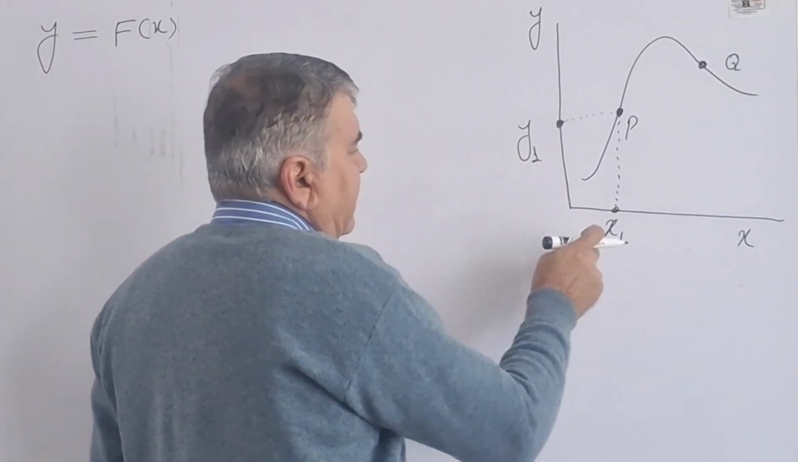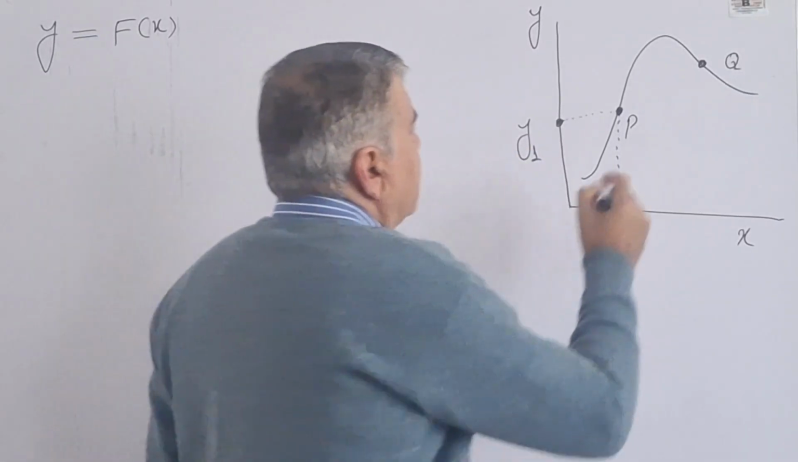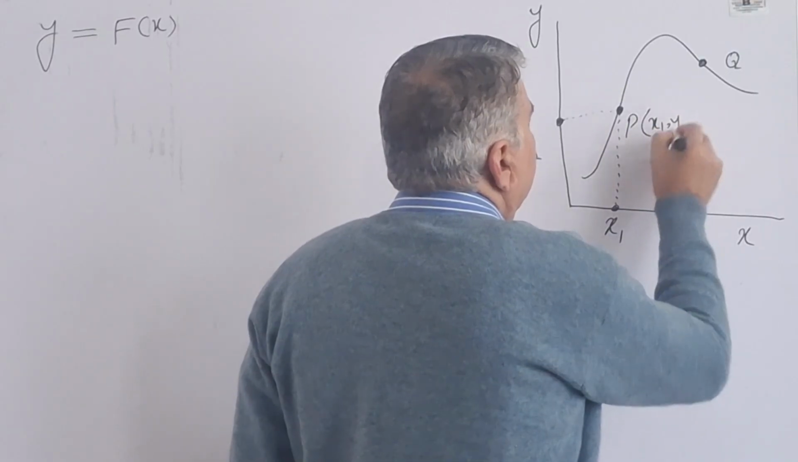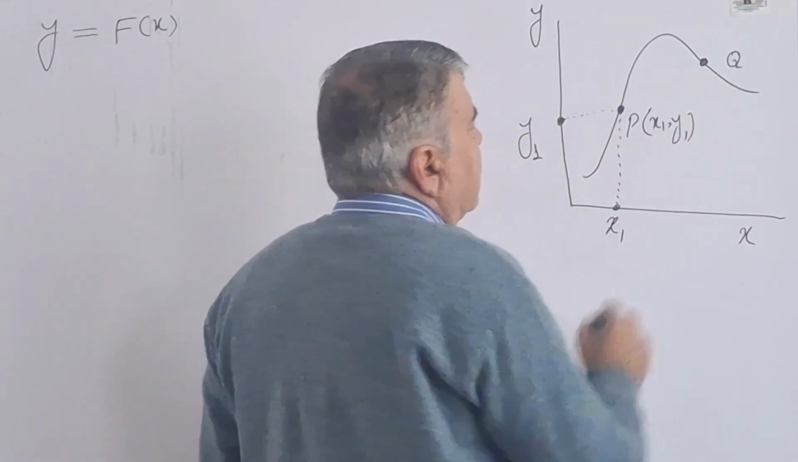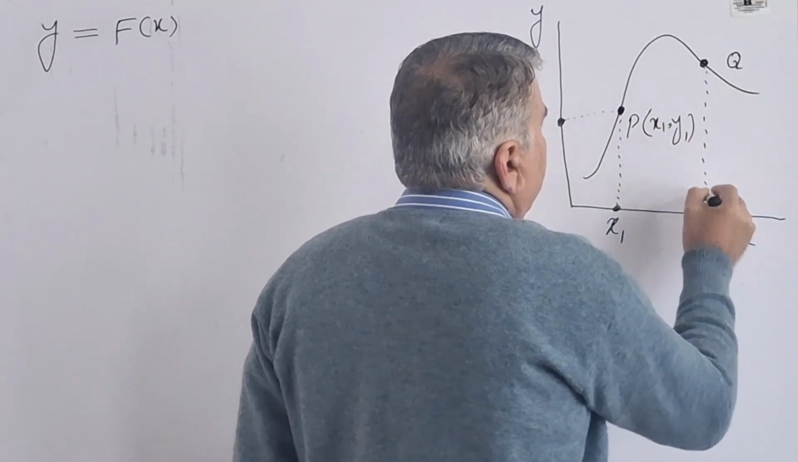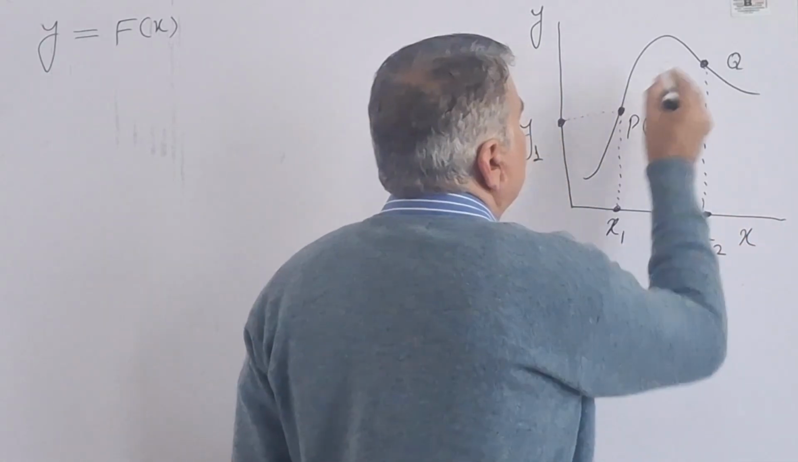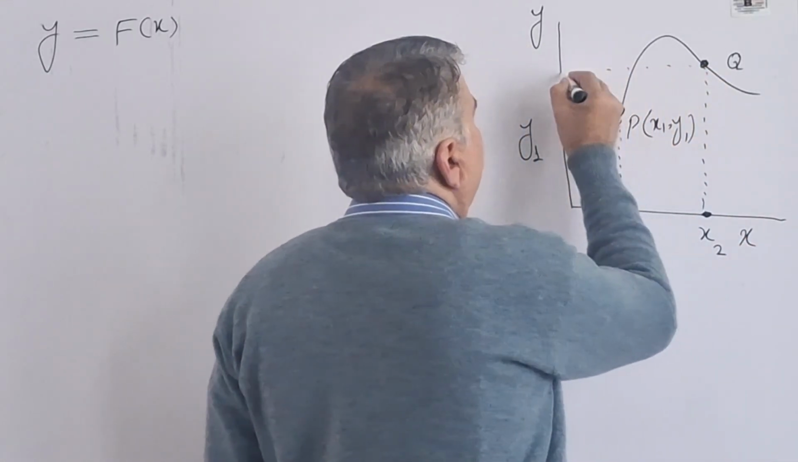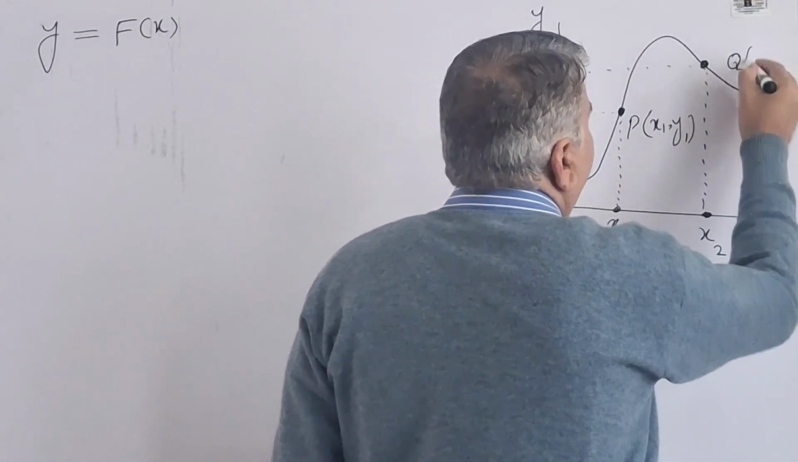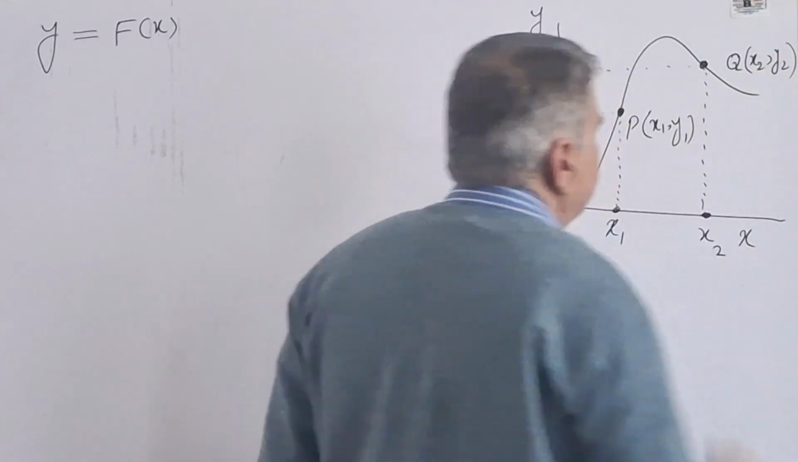I would mostly call x sub 1 as x1 and y sub 1 as y1. And then the coordinates of P are x1 and y1. The same I can do for point Q, and I represent the position along the x-axis with x2 and the position along the y-axis with y2. So the coordinates of point Q can be written as x2, y2.